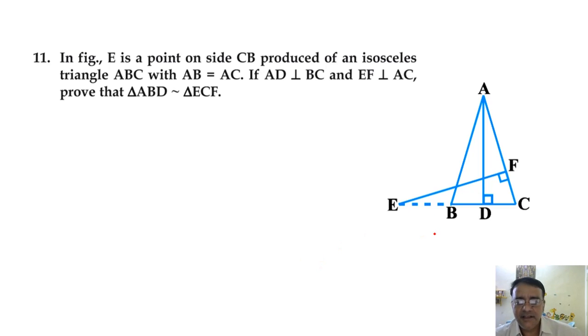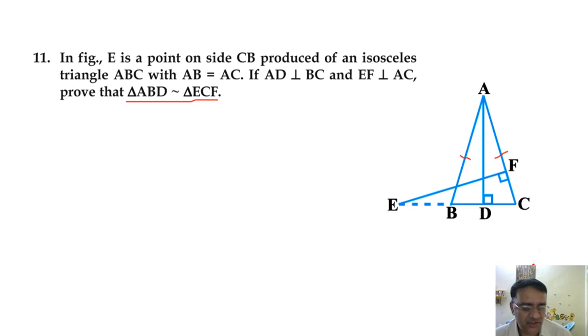In the figure, E is a point on side CB produced of an isosceles triangle. ABC is an isosceles triangle in which AB is equal to AC. If AD is perpendicular to BC and EF is perpendicular to AC, prove that triangle ABD is similar to triangle ECF.